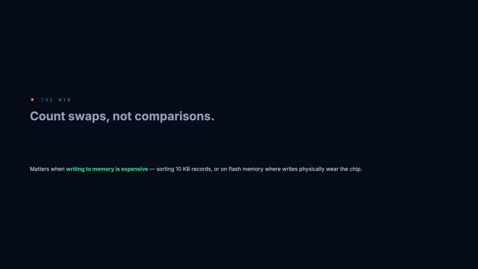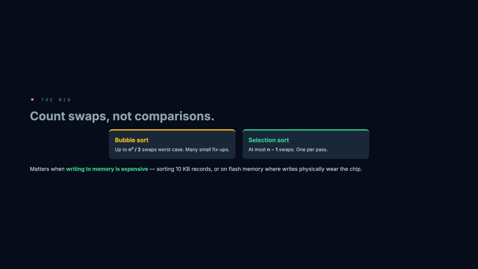So why does selection sort exist if bubble sort runs in the same time? Count swaps, not comparisons. Bubble sort makes up to n squared over 2 swaps in the worst case. Many small fix-ups. Selection sort makes at most n-1 swaps, 1 decisive swap per pass. When it matters: when writing to memory is expensive. Sorting records where each row is 10 kilobytes. Flash memory where writes wear out the chip. In most situations it does not matter, and you would reach for a better algorithm. But there is exactly one niche where selection sort is right.